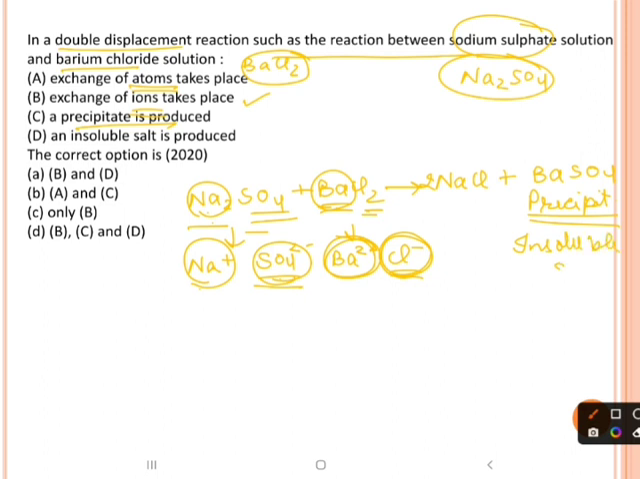So both the things are there. It is a precipitate also and it is an insoluble salt also. So precipitate is produced and insoluble salt is also produced. That means B, C and D are correct. This atom exchange is not taking place. This is incorrect. Kindly see the next question.